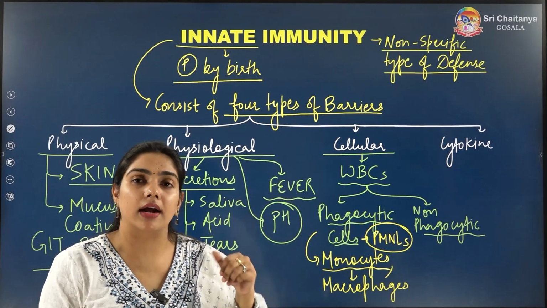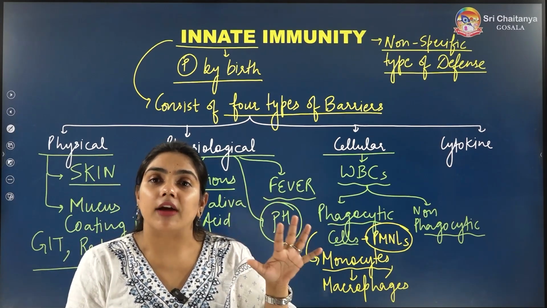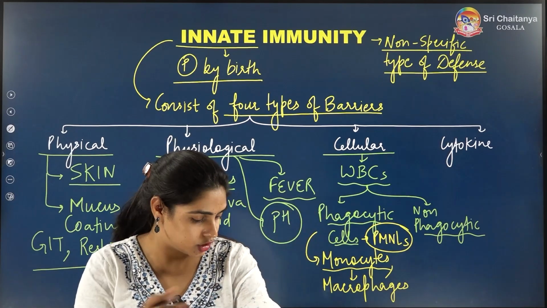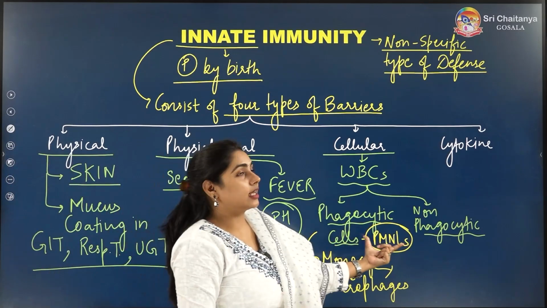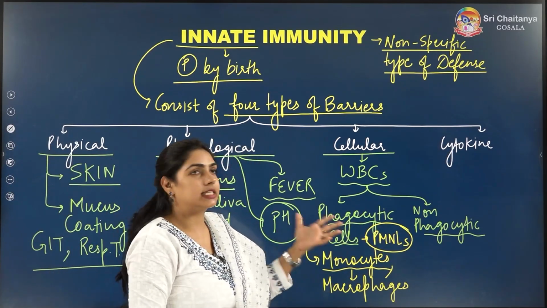That is a different part, the different types of WBCs. There are a total of 5 types of WBCs, which you have studied in the body fluids and circulation chapter. So PMNLs are nothing but neutrophils, right? Neutrophils are also phagocytic cells.